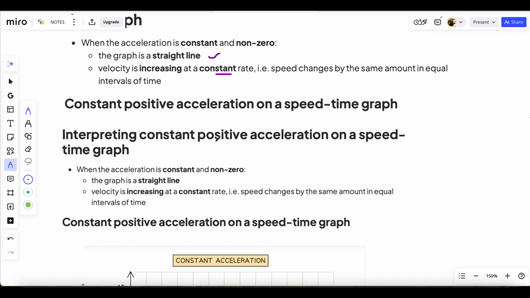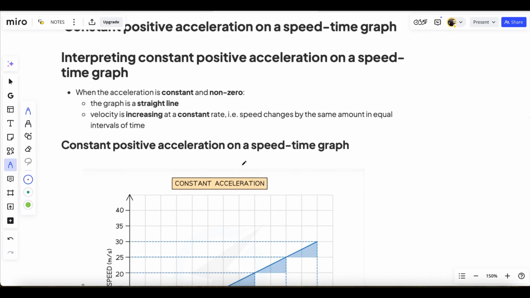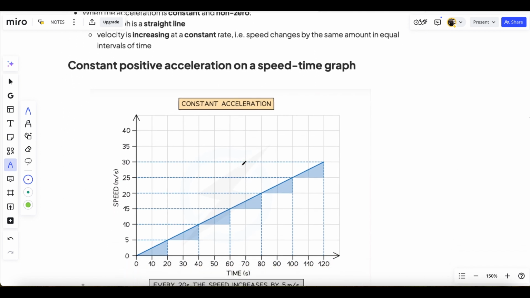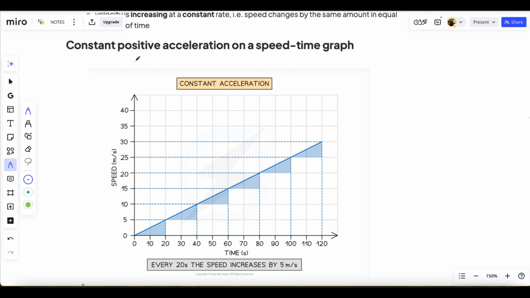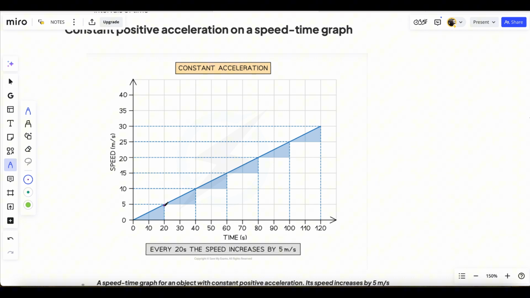Is that okay? Now let's take a look at constant positive acceleration on the speed-time graph. All of this, I think we've itemized in part 2, so let's just go to the graph. Let's say we have a speed-time graph, constant positive, because the line is sloping upward from the bottom to the top. This is a positive gradient. If you want to calculate the gradient, you can take as small as this triangle, and the gradient is the acceleration.